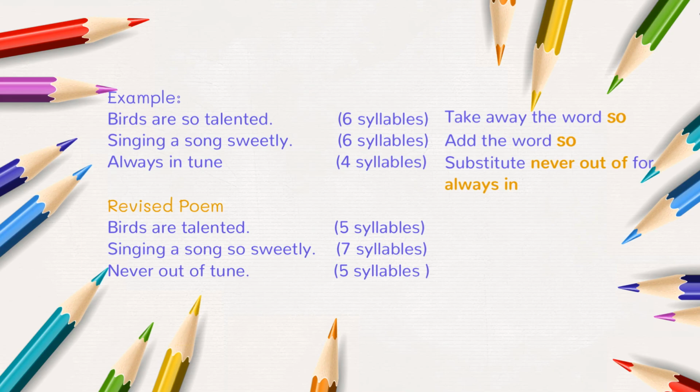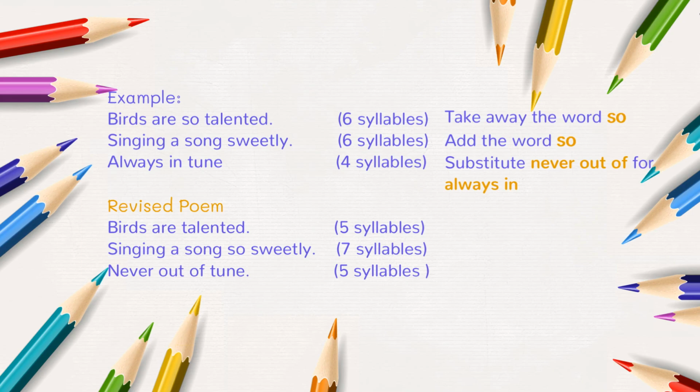Let's take a look at the following haiku poem. Birds are so talented, singing a song sweetly, always in tune. Now that I have written my thoughts down for my haiku poem, I need to go back and count the syllables. Let's start with line number 1. I'm going to snap for each syllable that I say. Birds are so talented. How many snaps did you hear? I heard 6. Therefore, I have 6 syllables in that line, and I only need 5 syllables. That means I need to go back and take a word or words out from that line.